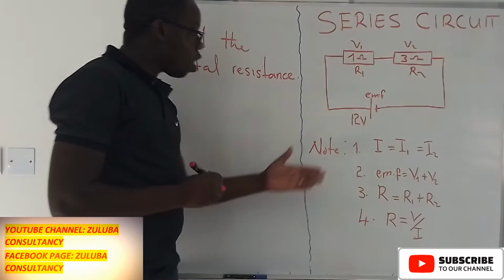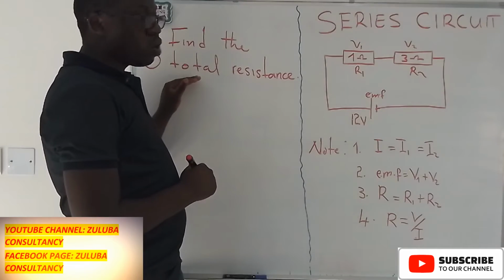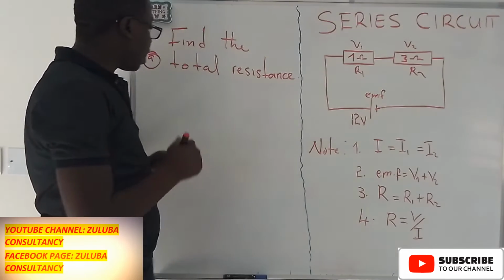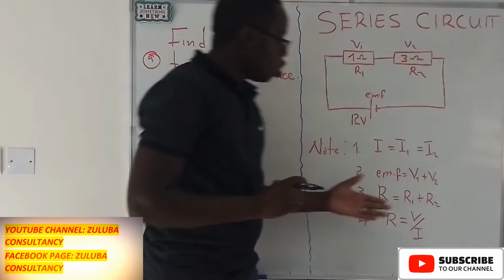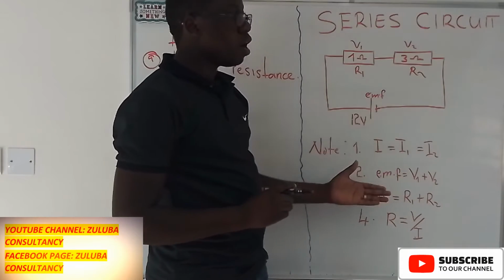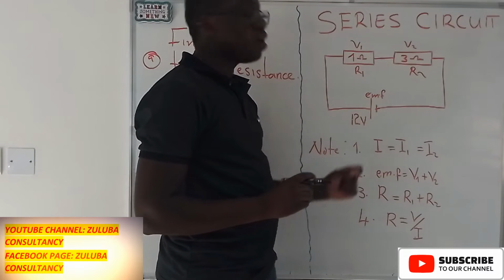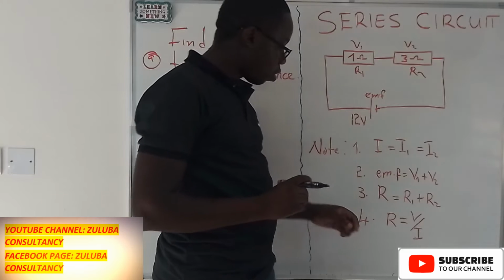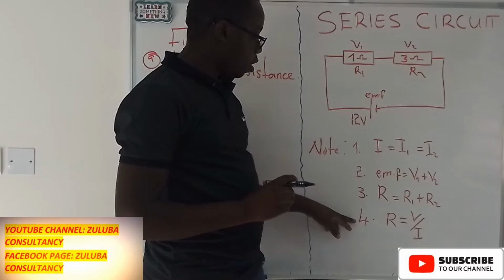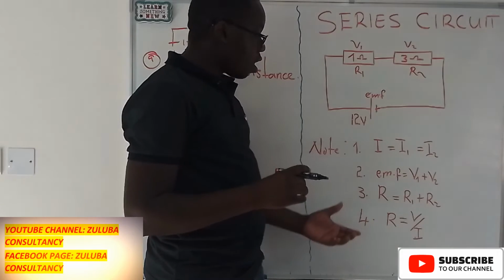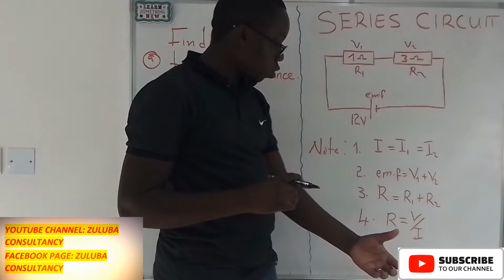Now, when you have these 4 equations, you look at what the question is asking. The question is asking us to find R, which is the total resistance. So you look at the equations that you have, which equation has the letter R, which represents resistance. You notice that equations 3 and 4 have resistance. Further, you need now to choose which of the 2 equations am I going to use.